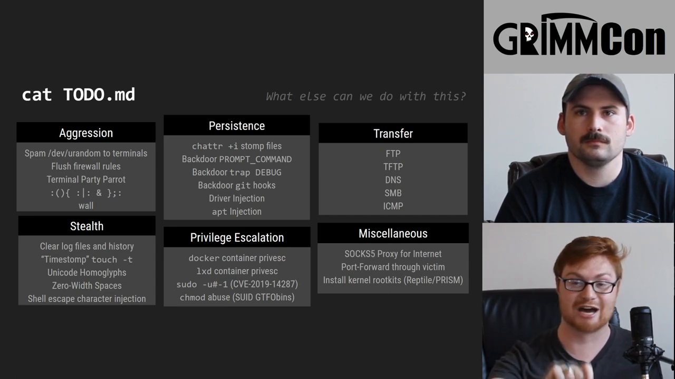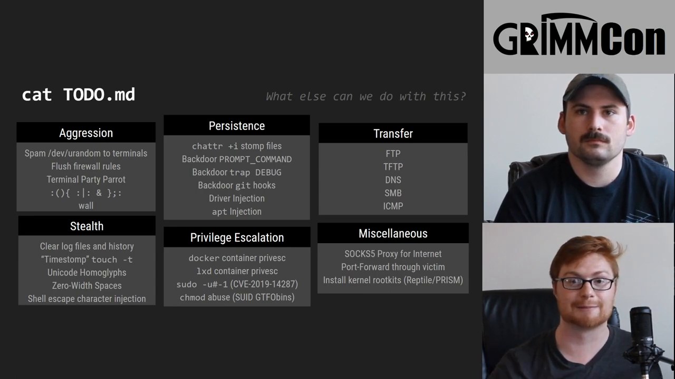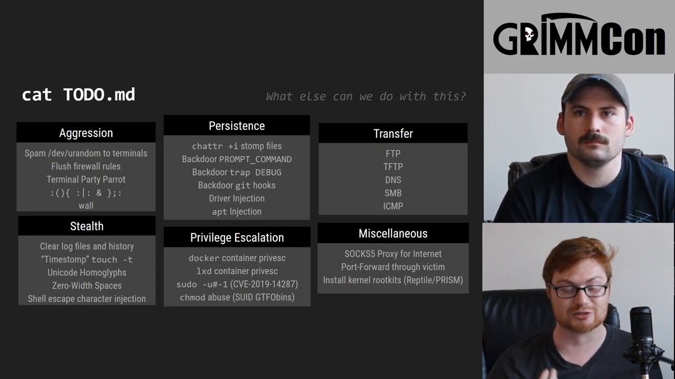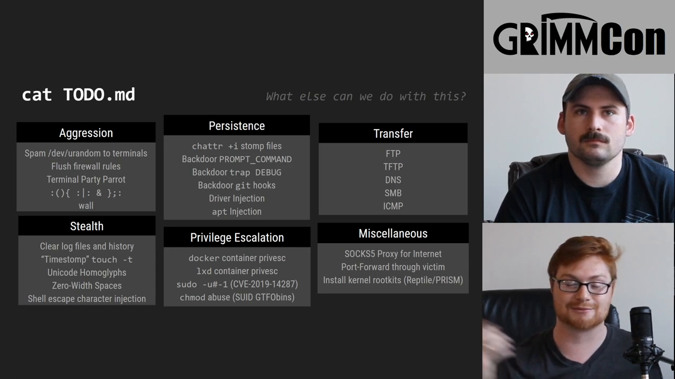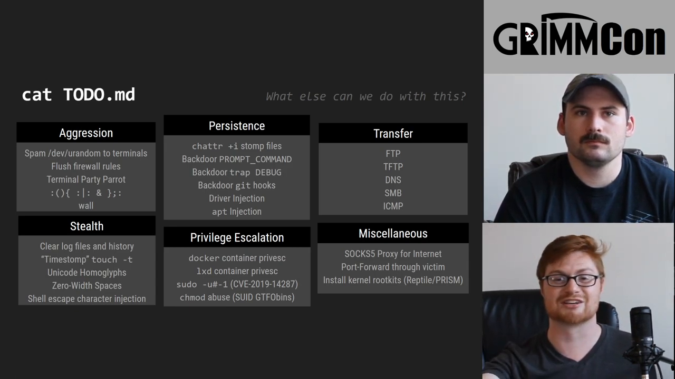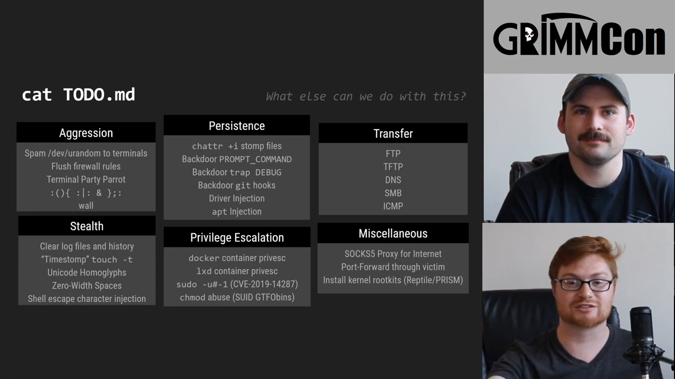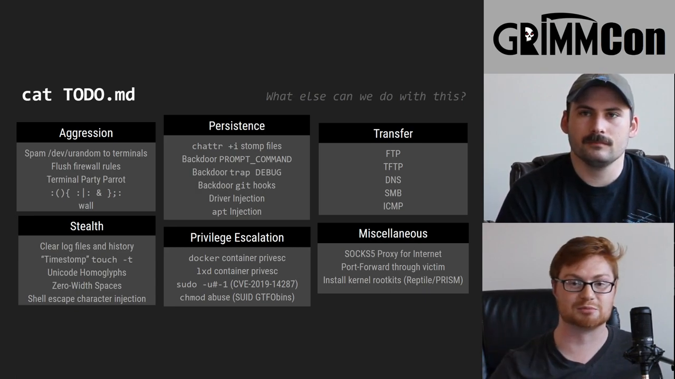We could use that shatter binary to do stuff. We could backdoor crazy things like PROMPT_COMMAND with a trap debug and maybe inject into a driver or backdoor like apt and git, so many things. And privilege escalation, right? Container escapes with Docker. Maybe you're using that to privesc, and LXD, the pseudo CVE we saw recently.